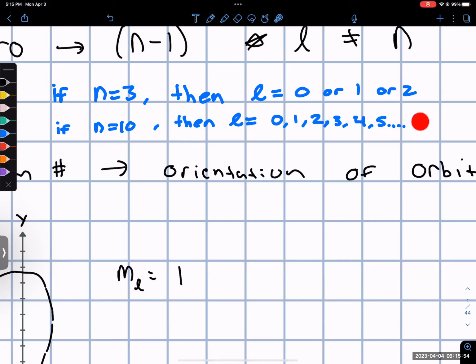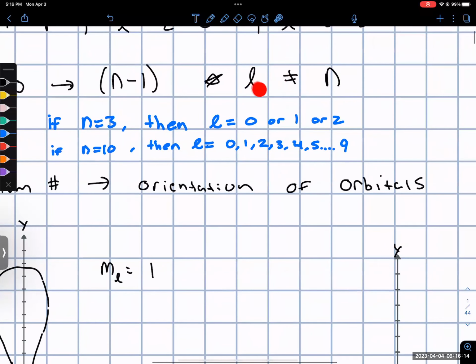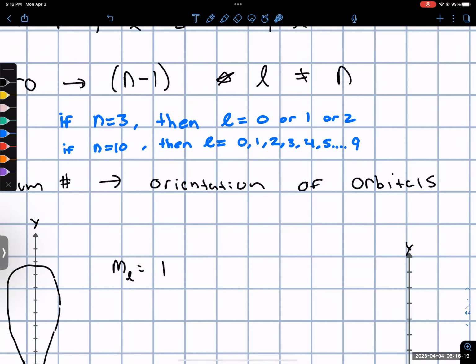So L can be 3, but not in this scenario, because n equals 3 and L can only go from 0 to what? N minus 1. If n is 3, then L can only be 3 minus 1, which is up to 2. So that's the rule, and like it says, L cannot equal n. That's why in this case it can't be 3, because if L is equal to 3 here, then L is equal to n, but that can't happen.